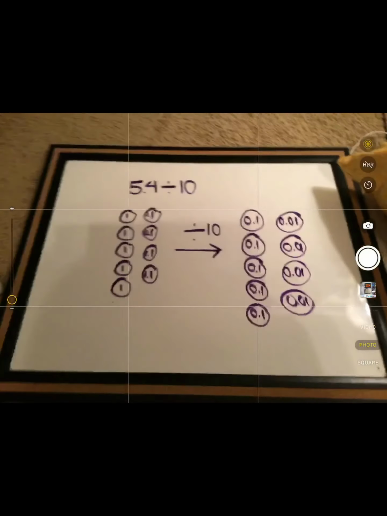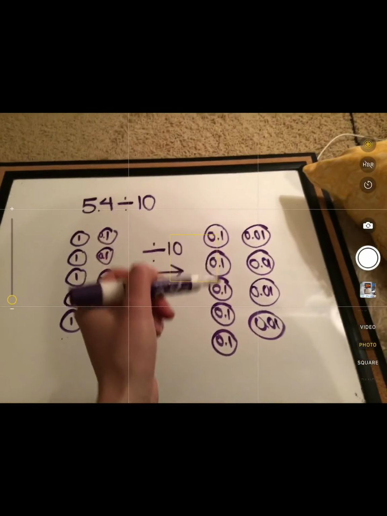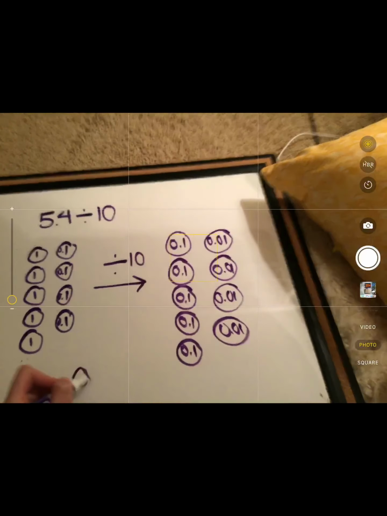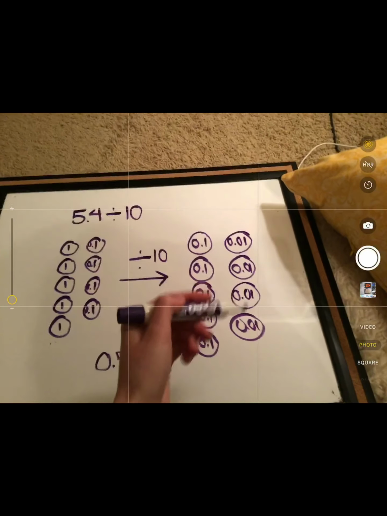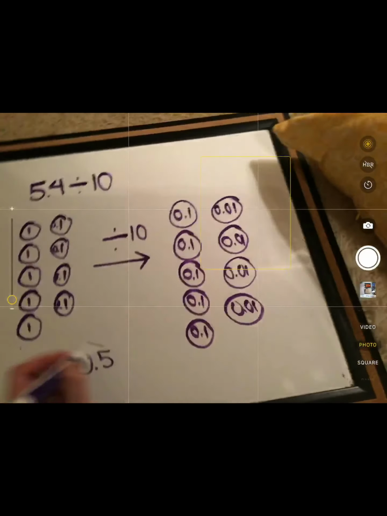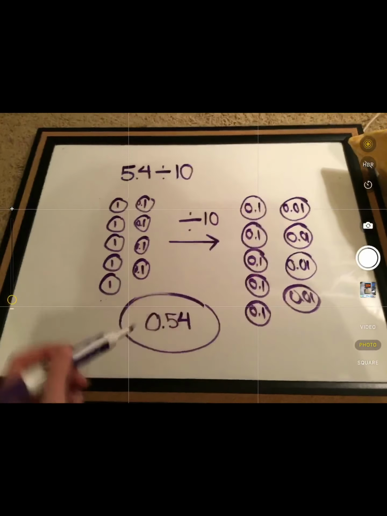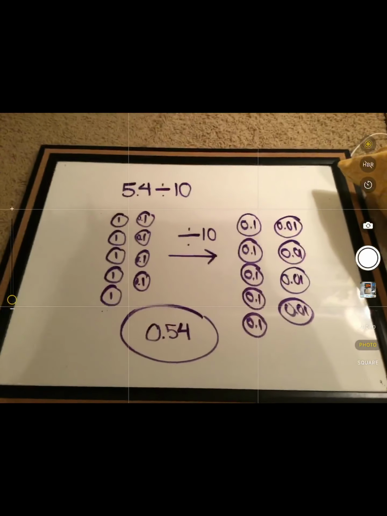So then let's think about how I would write this answer. I have 5 tenths and 4 hundredths. So I would write that as 54 hundredths. That would be my answer for this.